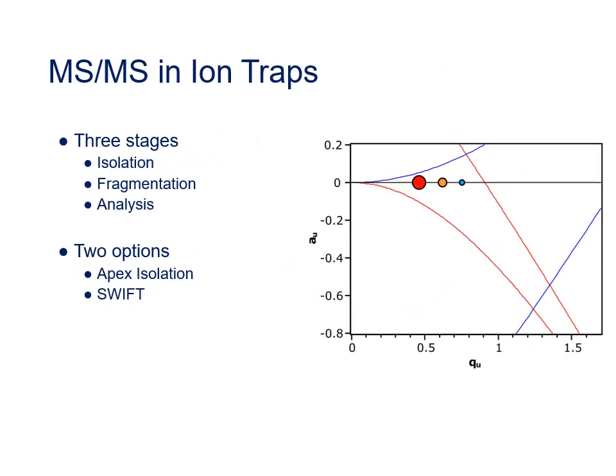So there are three stages in any MS/MS experiment. First of all, we've got to isolate our ion of interest, then we have to find a way of fragmenting that, and then we can analyse the fragments. There are two options for isolating ions of interest in ion traps. The first method is called apex isolation, and the second method will group under the general category SWIFT, and I'll cover what that is in a minute. But first, let's go through the concept of apex isolation.